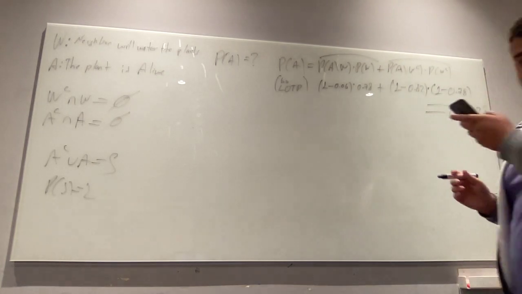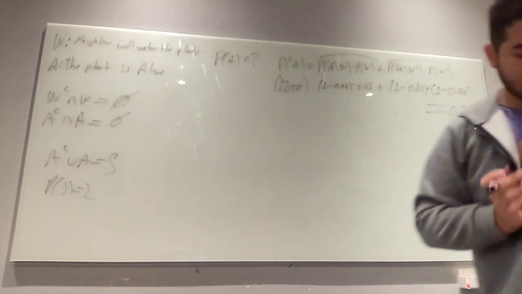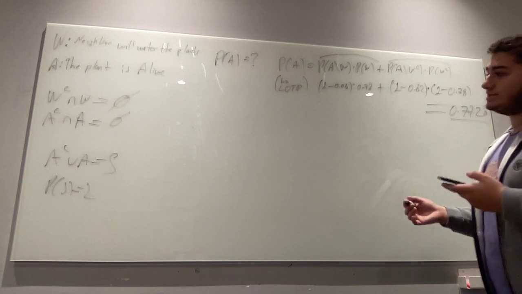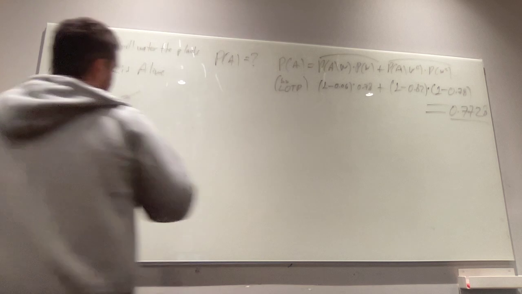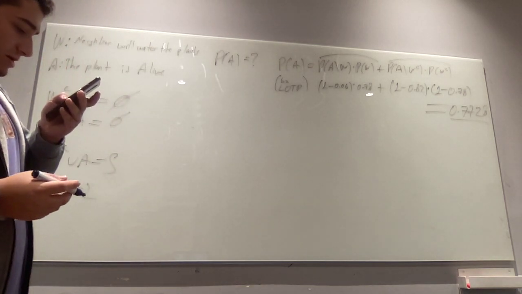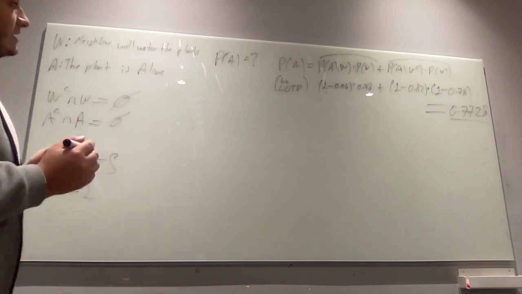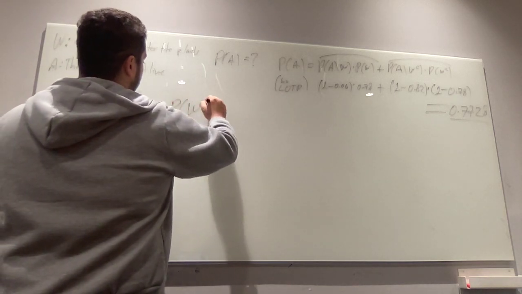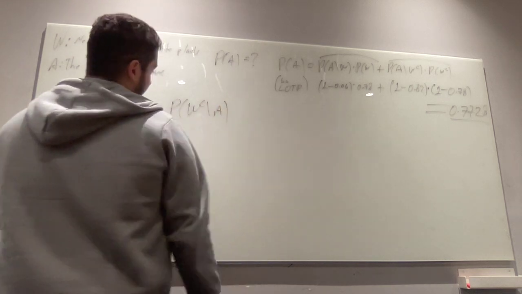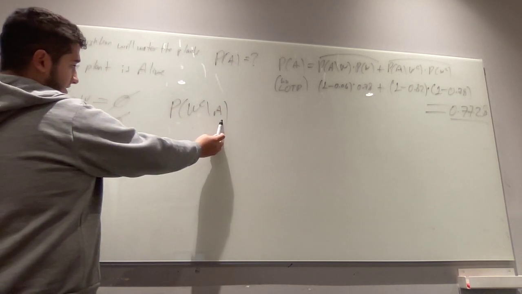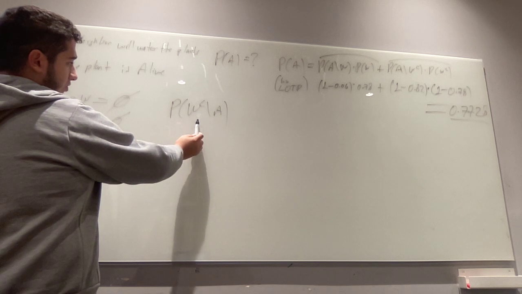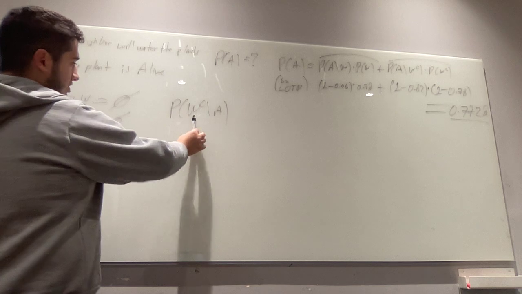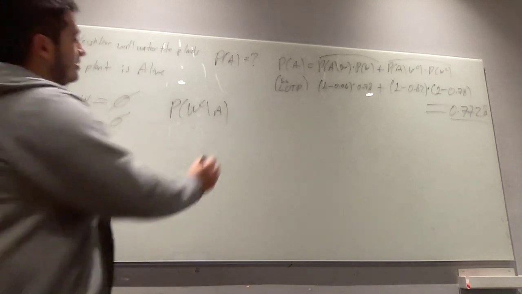Other part. What's the probability that your neighbor forgot to water given that the plant is alive? Write the question in math. What's asking? Your neighbor forgot to water given that the plant is alive. It means probability W complement given A. Given that the plant is alive, the neighbor forgot the water, he doesn't give the water to plants. Is asked.